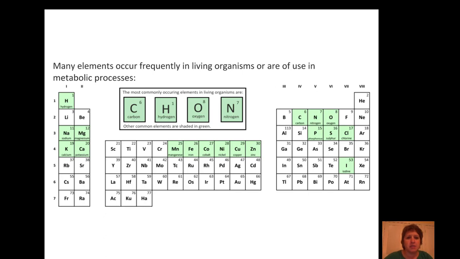There are many elements, of course, that occur frequently in living organisms and are used in metabolic processes. The four most common are carbon, hydrogen, oxygen, and nitrogen, but you can see here in this periodic table that there are a few more that are shaded, such as sodium, magnesium, iron, phosphorus, sulfur, things like that.